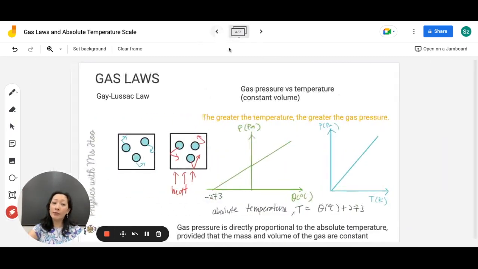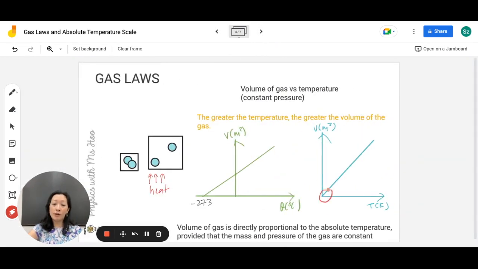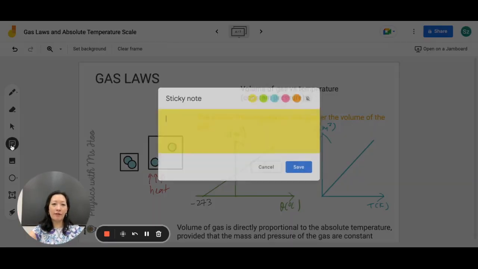So if we look at these two laws, you'll find that at 0 Kelvin, the pressure of the gas is zero, and the volume is also zero. That's why 0 Kelvin is known as absolute zero. Everything is zero. So in theory, at 0 Kelvin, the gas has zero volume and zero pressure. So they don't take up any space and they're not moving, so they're not exerting any gas pressure. Absolute zero. So I'm going to write that down for your reference.